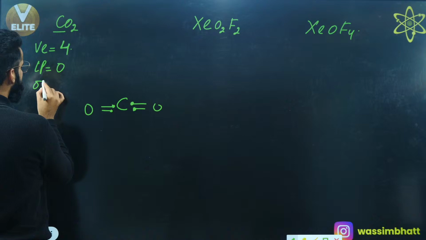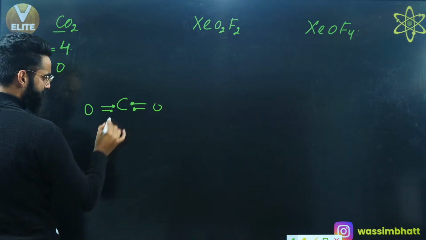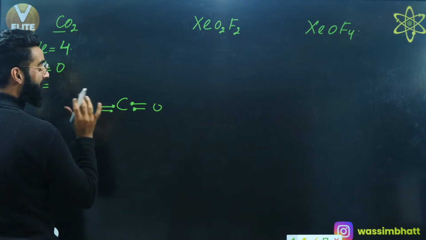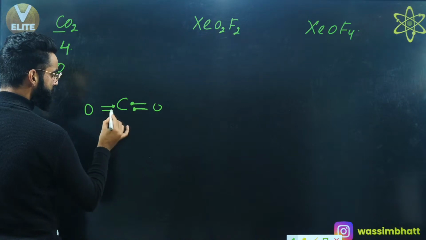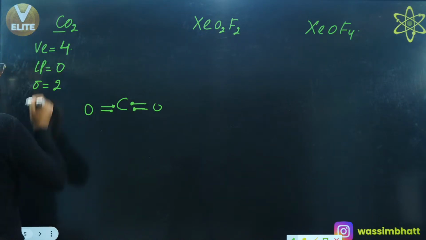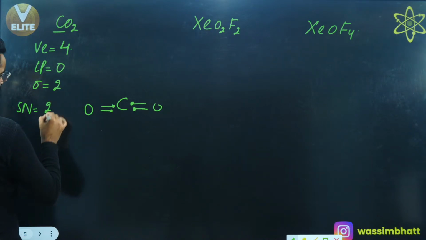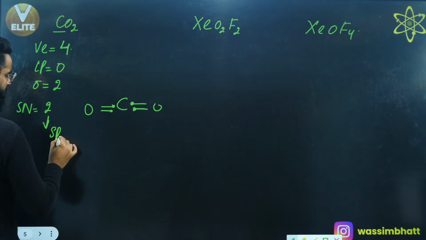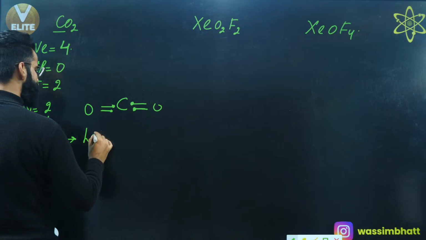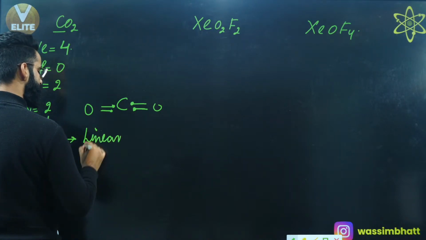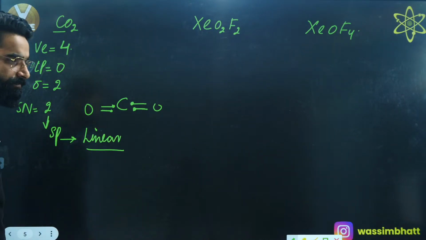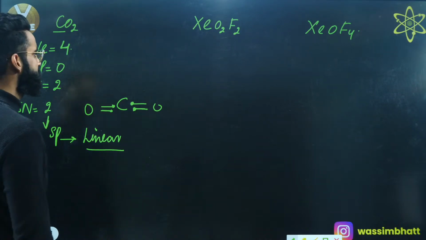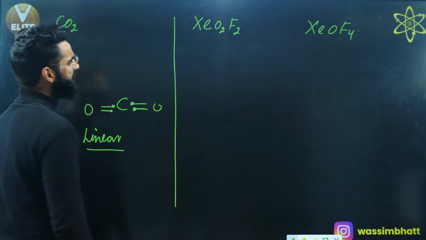How many sigma bonds are being formed? See, total there are 4 bonds, but how many are sigma? I need to calculate sigma. 1 sigma, 2 sigma. There are only 2 sigma bonds. So what is the steric number? Steric number is equal to sigma plus lone pair. 2 plus 0 comes out to be 2. So hybridization is going to be sp. If the hybridization is sp, the geometry is going to be simply linear. As simple as that. Absolutely, guys. Let's have a look at this one as well.